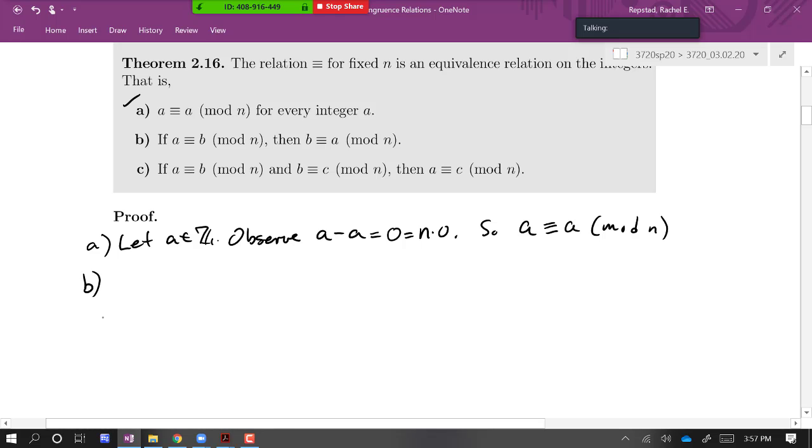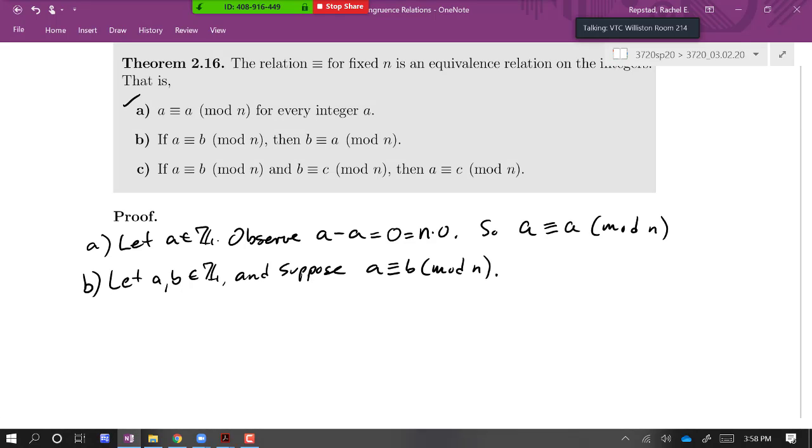Part B. We're going to show that it's symmetric. Part B says if A is congruent to B mod n, then B is congruent to A mod n. So let's let A and B be integers, and suppose that A is congruent to B mod n. That gets us something, right? The way that this relation is defined, that means that A minus B is some multiple of n, so is equal to n times k for some integer k.